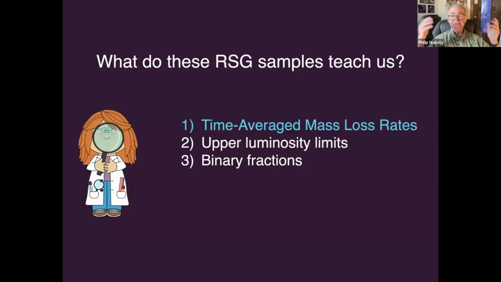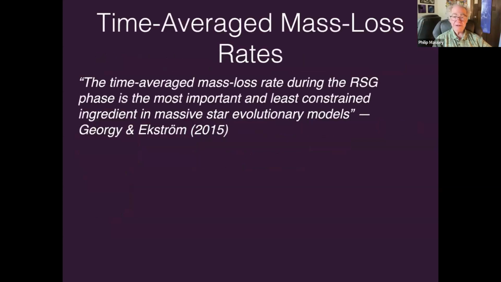So I now like to turn to what the samples have actually taught us about massive star evolution. And I'm going to begin with the time-averaged mass loss rates. Our colleagues in Geneva like to say that this is actually the most important and the least constrained ingredient in massive star evolutionary models. You don't care in the models what the mass loss rate is of a red supergiant on Tuesday. What you care is how it behaves over the lifetime of the red supergiant.